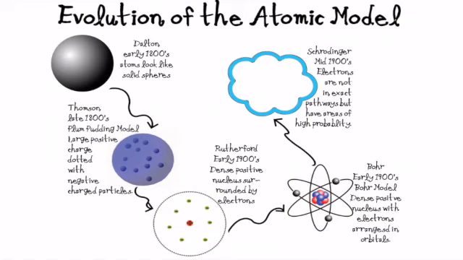Bohr said that there was a dense positive nucleus with electrons arranged in orbitals. And in the mid-1900s, Schrödinger came up with the electron cloud model, which said electrons are not in exact pathways, but have areas of high probability.